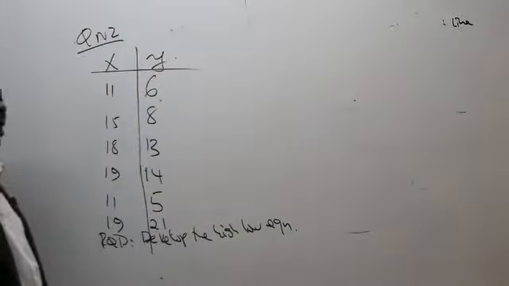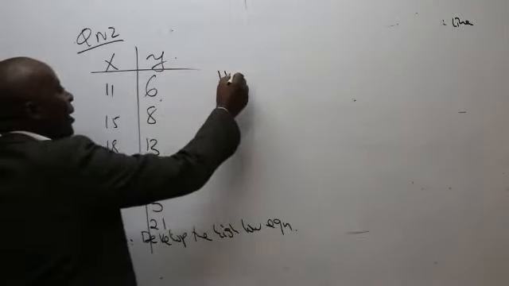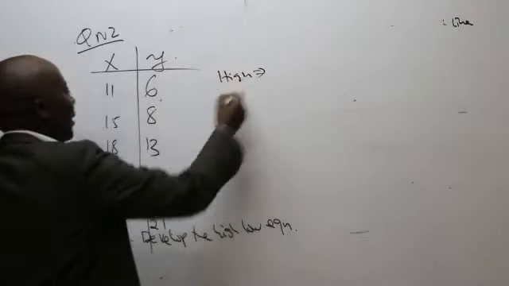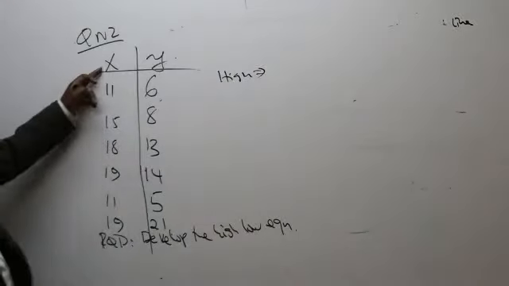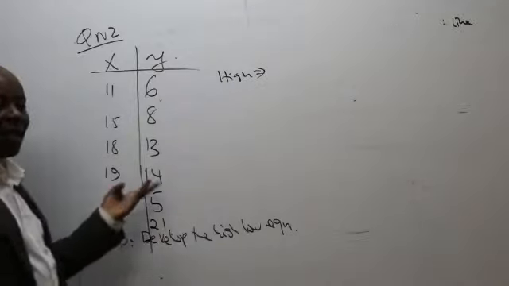So, ladies and gentlemen, develop the high-low equation. High. Now what is the high here? Looking at the high, I realize there are two of them. So there are two of them. What do we do? We'll have to pick the highest of the highest.